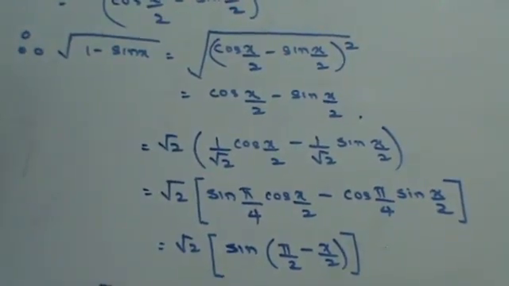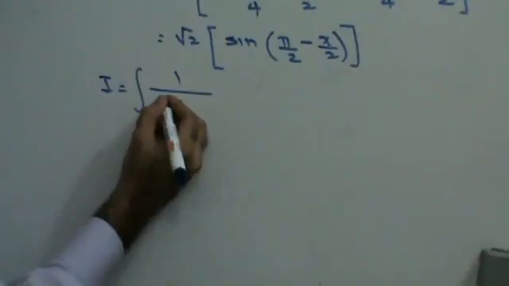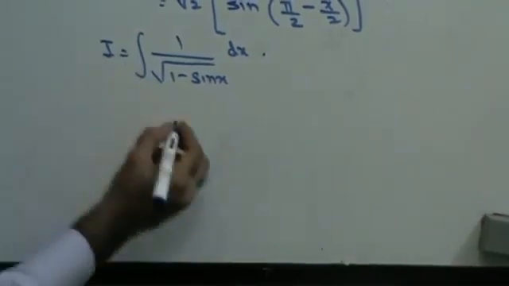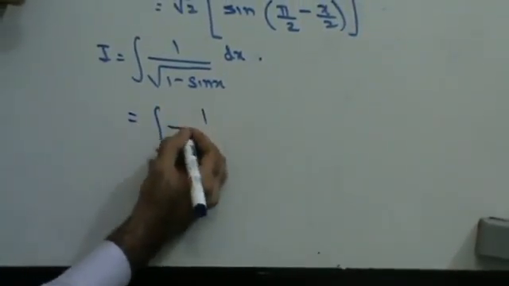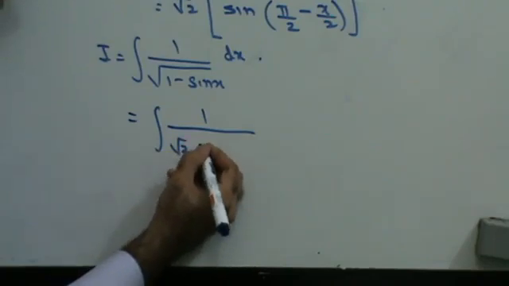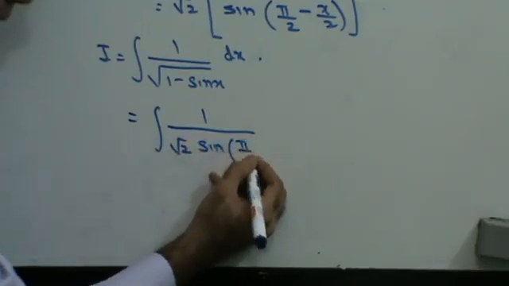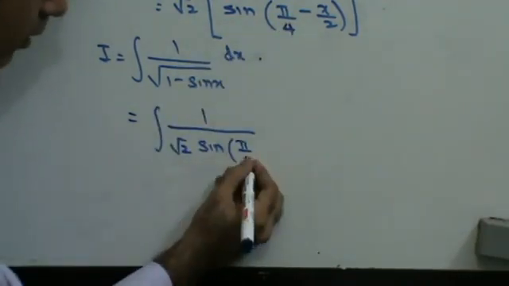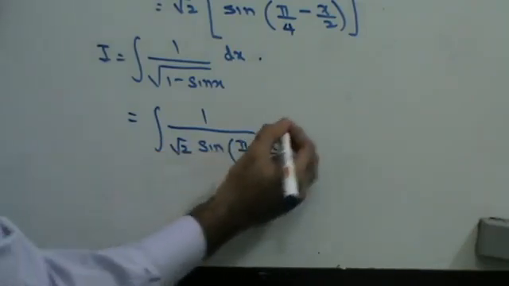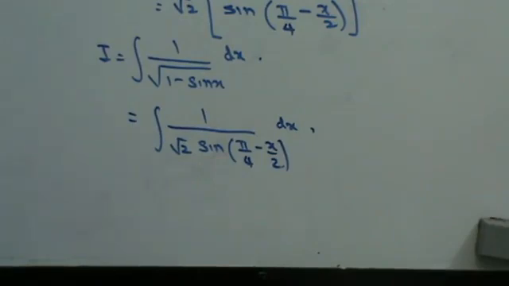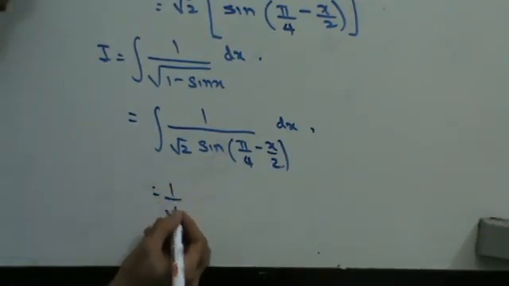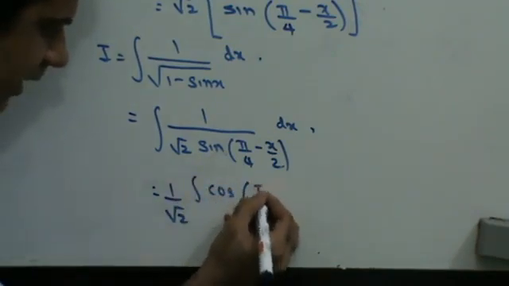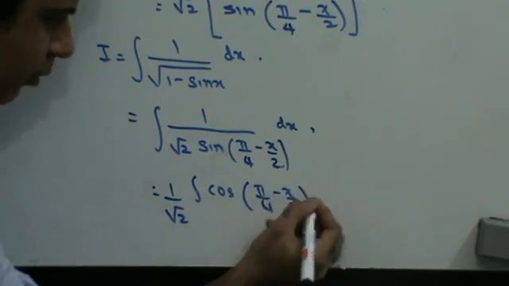I can therefore say I, which is the integral of 1 upon root of 1 minus sin x dx, can be written as the integral of 1 upon root 2 sin (pi by 4 minus x by 2) dx. Root 2 is constant, comes out, so 1 upon root 2, and 1 upon sine is nothing but cosec (pi by 4 minus x by 2) dx.